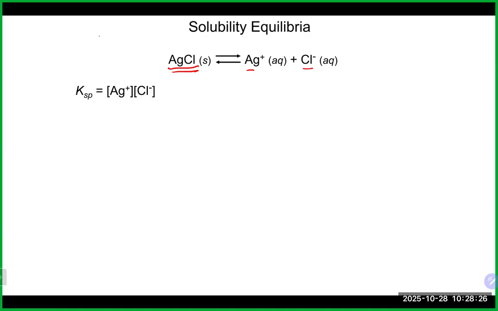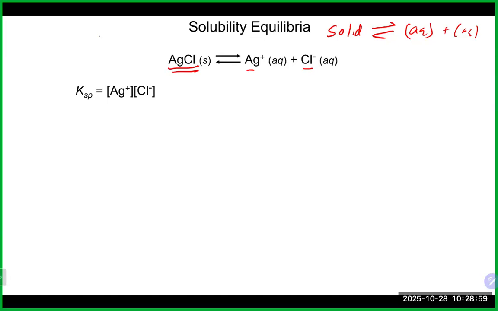One of the nice things about this type of equilibrium is that, for the most part, this is always how these reactions are written. You have your solid on the left and your aqueous ions on the right. Because of that, when you write the KSP expression, it is just products that get involved. Reactants are typically always solid, so you never have to put them in. So it's really just products.